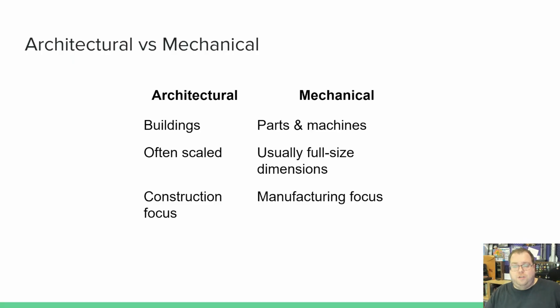So, as I mentioned earlier, the differences between architectural and mechanical. Architectural is about buildings. They're often scaled to different sizes, and they have a construction focus. Mechanical is usually related to parts and machines. They usually give full-size dimensions, and they have a manufacturing focus.